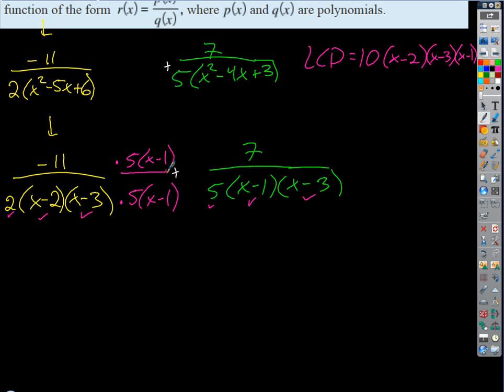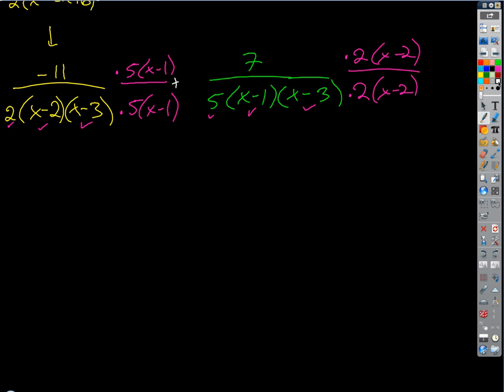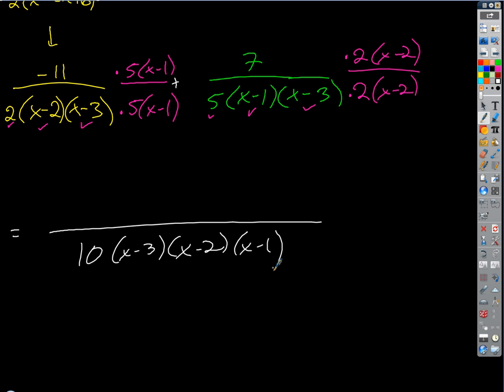That one, right? What about the green fraction? What am I missing from the green denominator? I need to get the least common denominator on the bottom. What do I need to multiply the bottom by? 2. 2 to get 10. And then which factor is missing? X minus 2. I'm going to do the same thing to the top and the bottom. And then what do I get? Okay, at this point, I've got a common denominator of 5 times 2. There's my 10. I've got my x minus 3, my x minus 2, and my x minus 1, right?